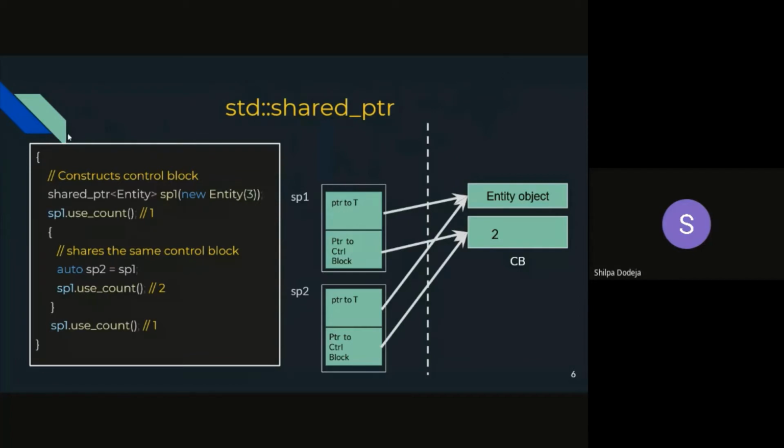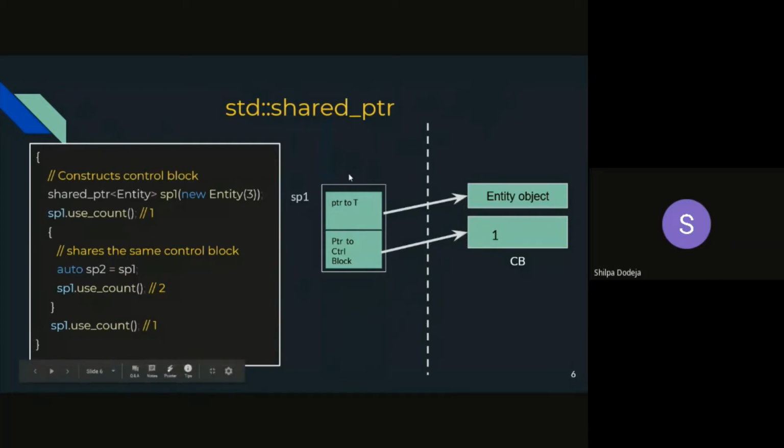Now, when this nested block gets over, that means sp2 will go out of scope, right? So when sp2 goes out of scope, it will just delete itself. The entity object won't be deleted because sp1 is still pointing to it. If I try to check how many owners are pointing to it, it will give me the value 1, as shown in the figure. Once sp1 also goes out of scope, that is when the entity object and the control block will be destroyed. Okay, so this is a pretty basic example of how you can declare a shared pointer and how you can copy it. It's pretty simple, as you would have already done in C++.